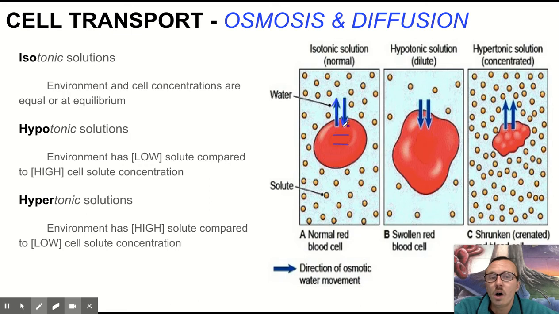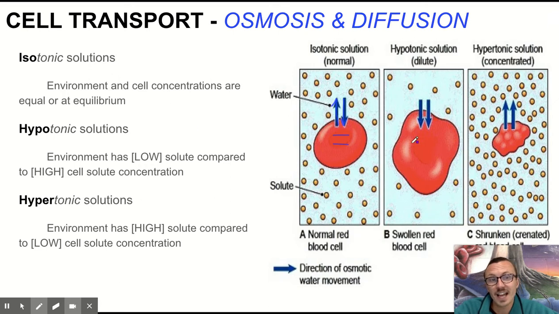And we call a solution or an environment that has the same concentrations of solute and water as the inside of the cell isotonic, right? And so nothing is going to happen to the cell. The cell is at equilibrium.